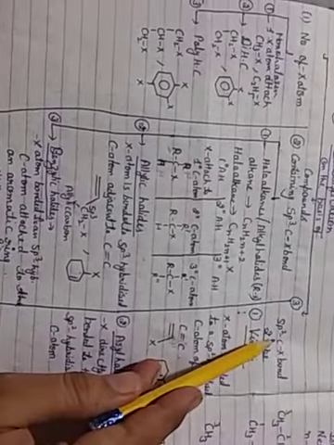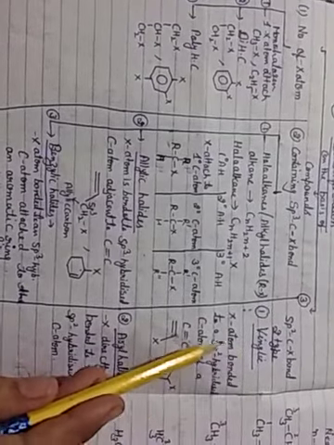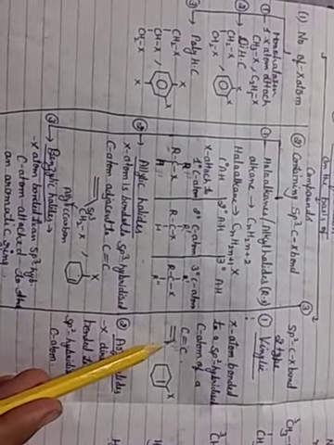Then the third category is classification on the basis of sp2 carbon halogen bonds. So 2 types: vinylic, where the halogen atom is bonded to the sp2 hybridized carbon atom, so it is known as vinylic. And second one, aryl halide, where the halogen is directly bonded to the sp2 hybridized carbon atom.